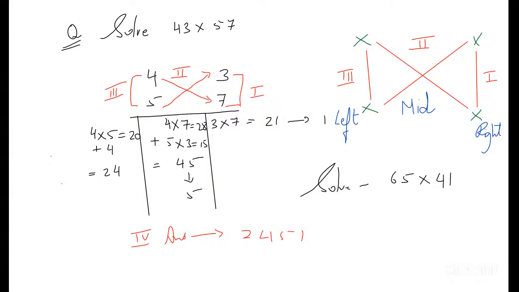Ma'am, I got 2665. 2665. Okay, that's right, Anand. Correct. I also got 2665. Okay, right, Samir. Abraham, are you getting? Yes, ma'am. Okay. Then let's move on to the next sutra.